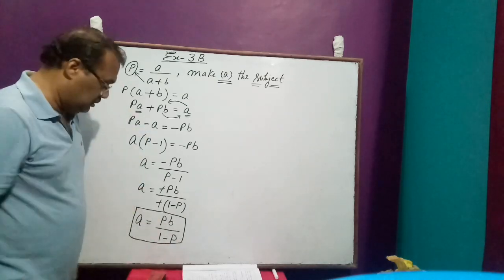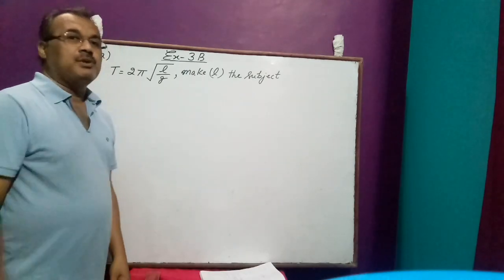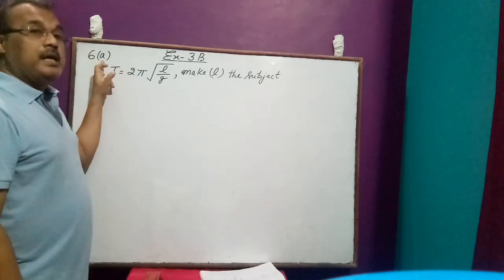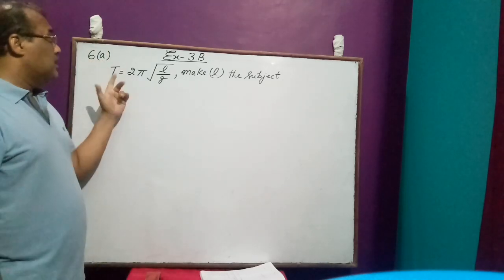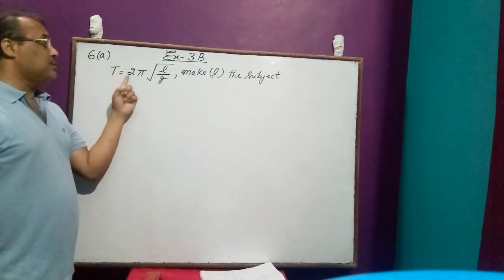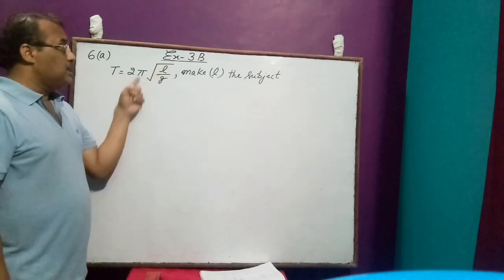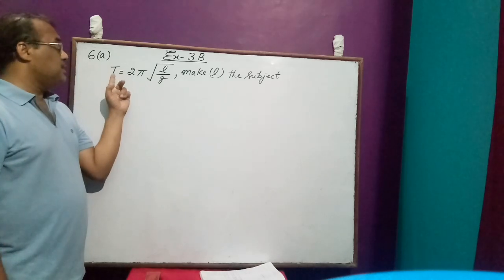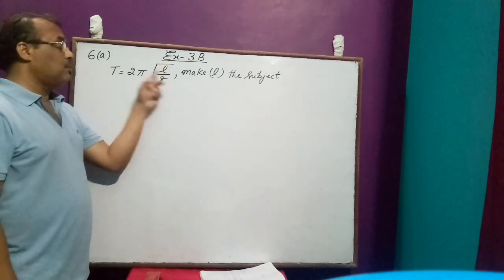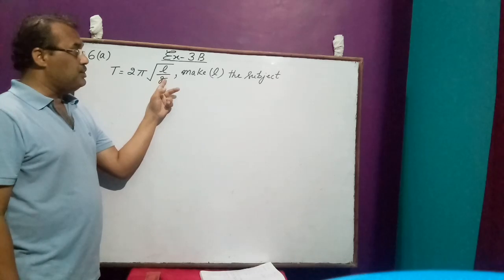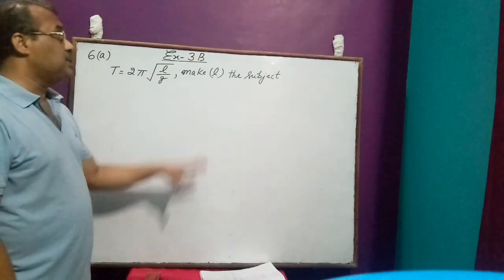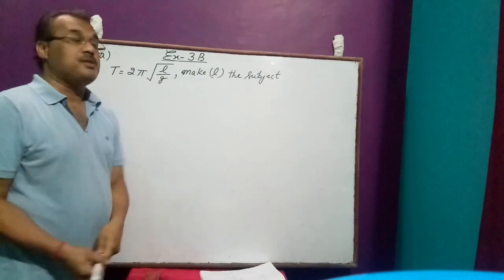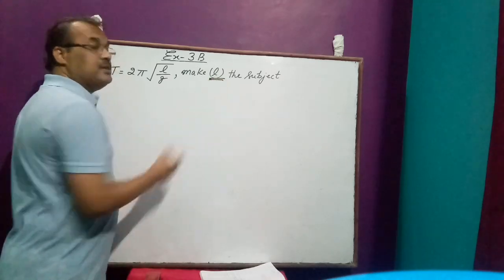Clear? Okay. Now the next question, what we have? Question number 6A. The question is T is equal to 2 pi square root of L upon G, capital T. Now what we have to make subject here? We have to make L the subject.